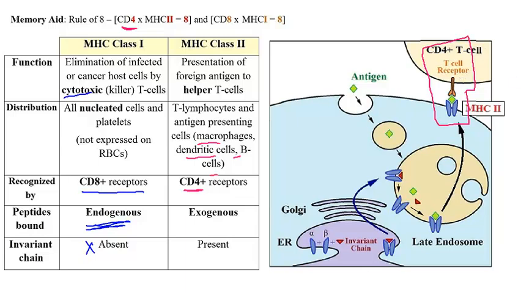Now, once CD4 positive helper T cells become active, they can either activate more CD8 positive T cells, or they can activate B cells to produce antibodies against this type of antigen that they have recognized.